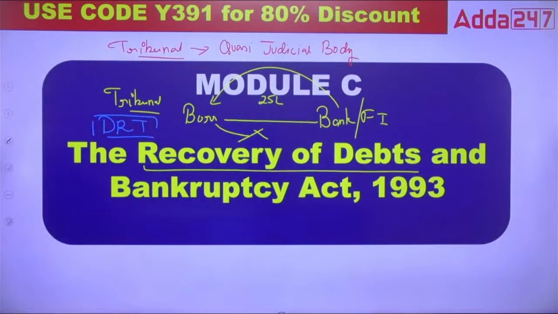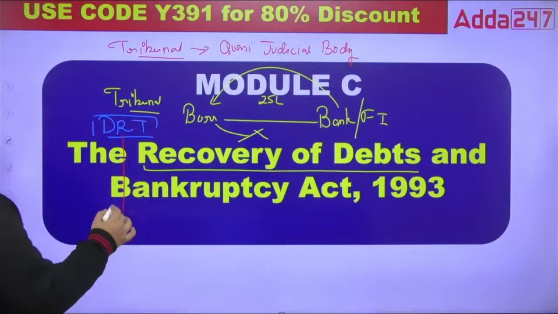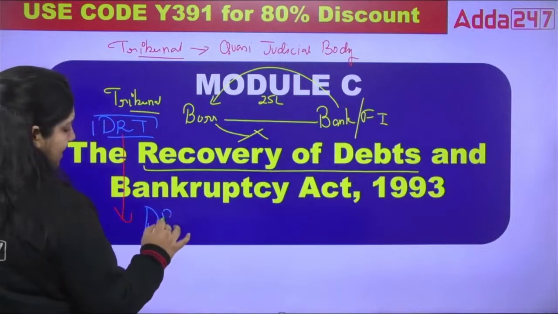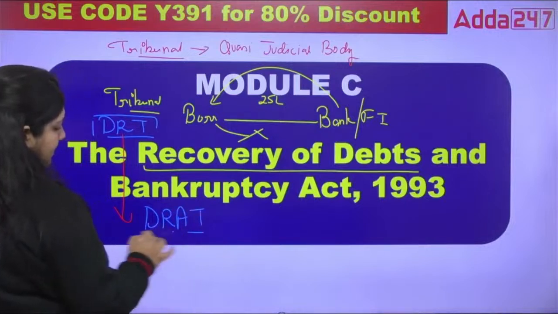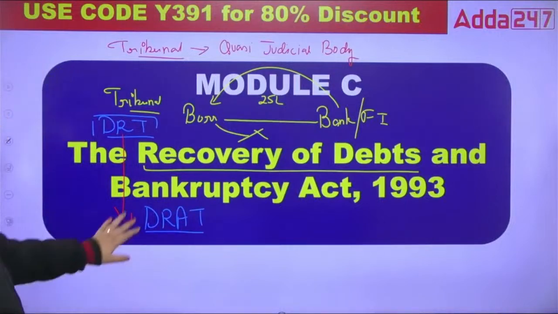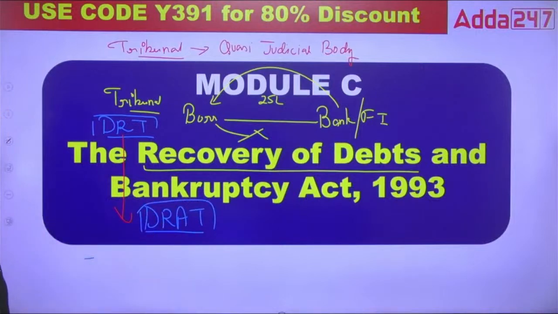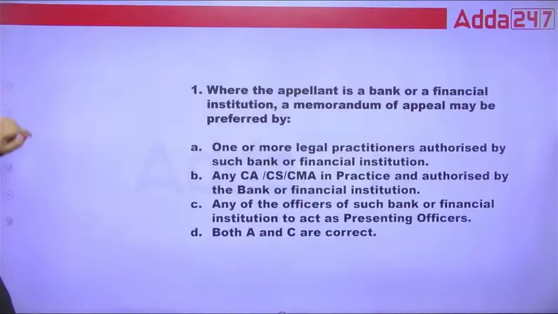Suppose you are not satisfied with the DRT, then we have an option to go to the DRAT. DRAT is the appellate body. So that's all for today's class. Now let's start with the questions.